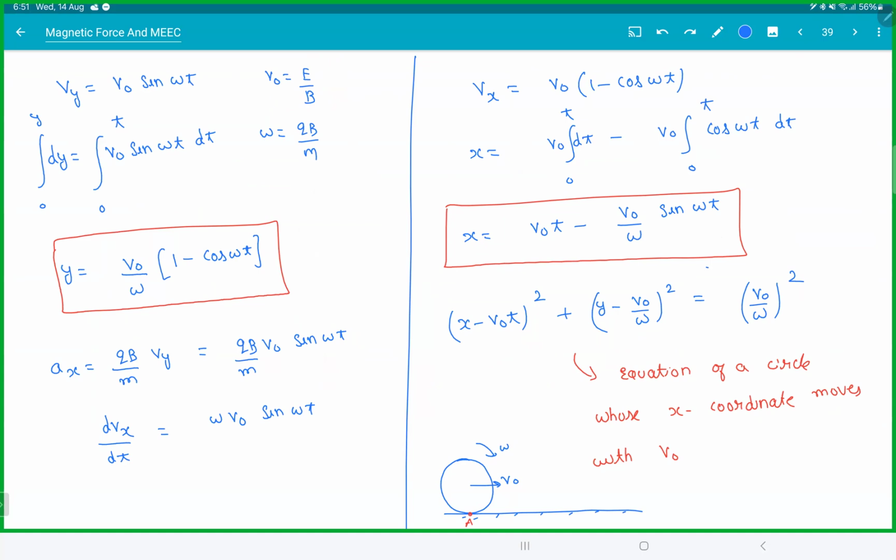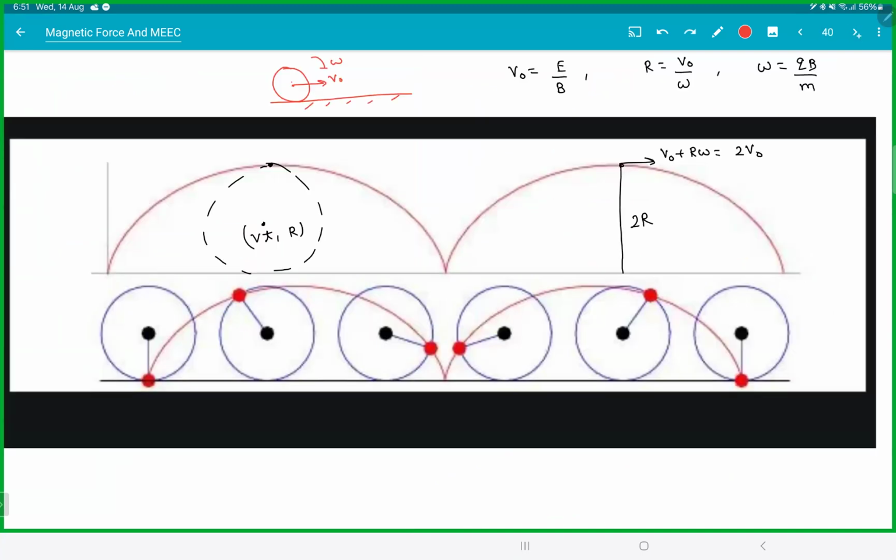Especially the last part, where you can compare this with a cycloid. Sir, I have a doubt in the comparison part. Which one? At the topmost point you said the velocity is 2v naught. But we can see that at the topmost point there is no deflection. So shouldn't it be v naught, E by B?